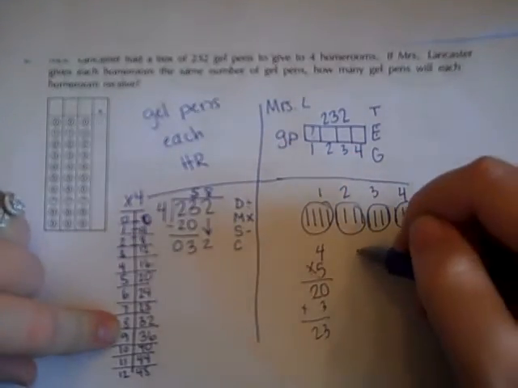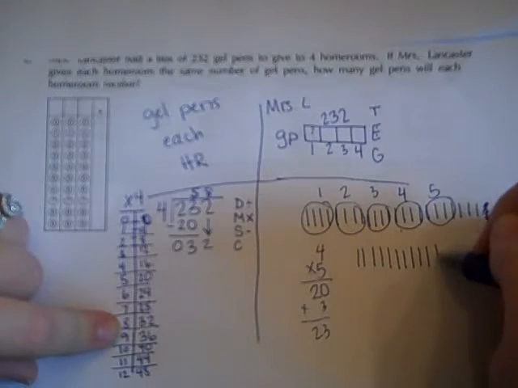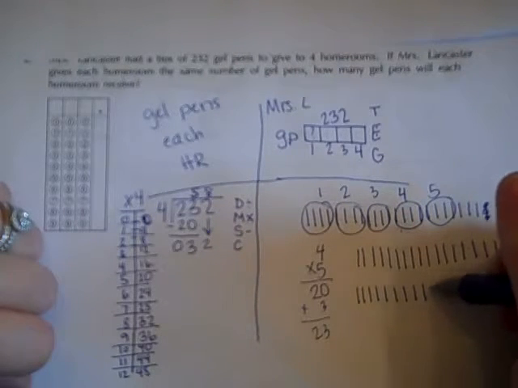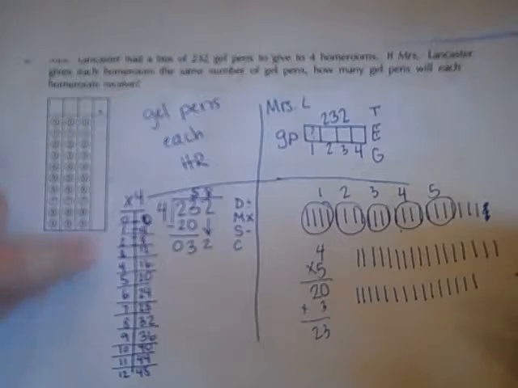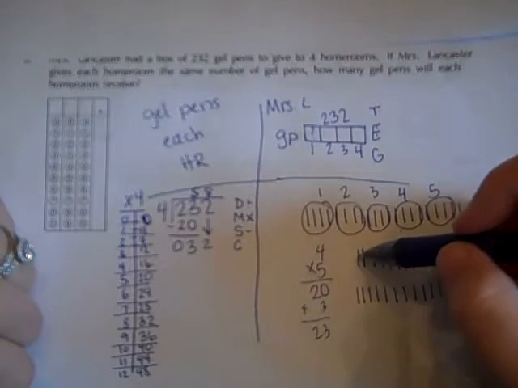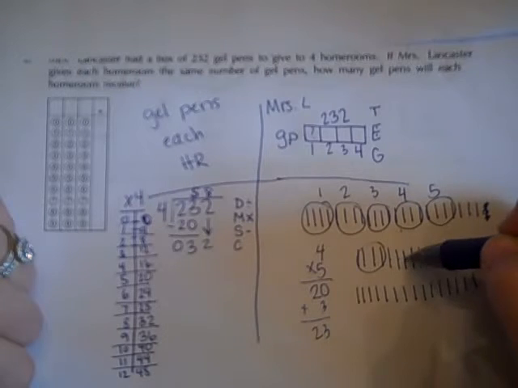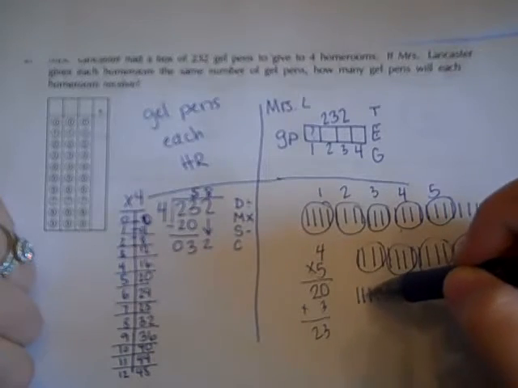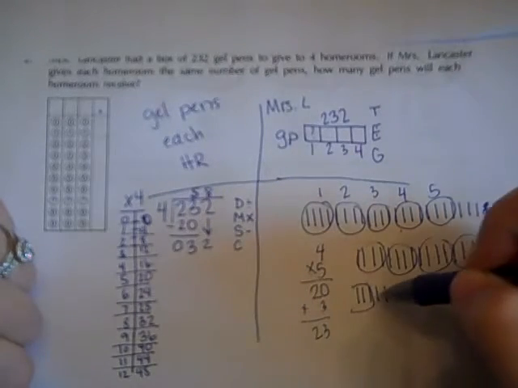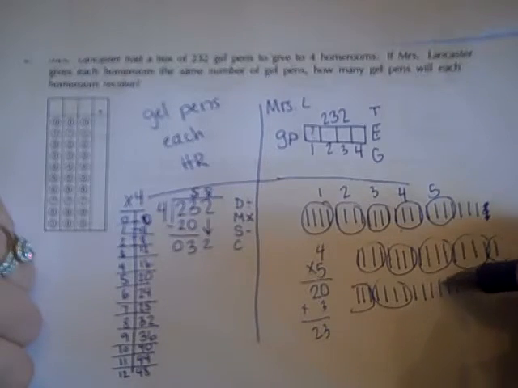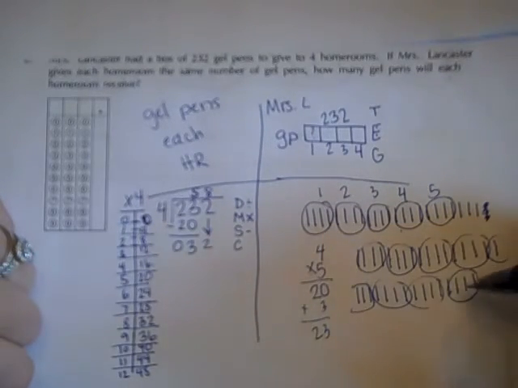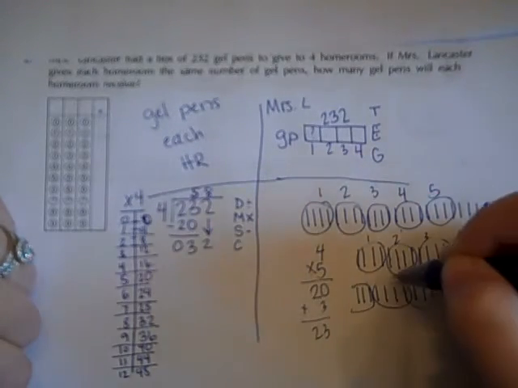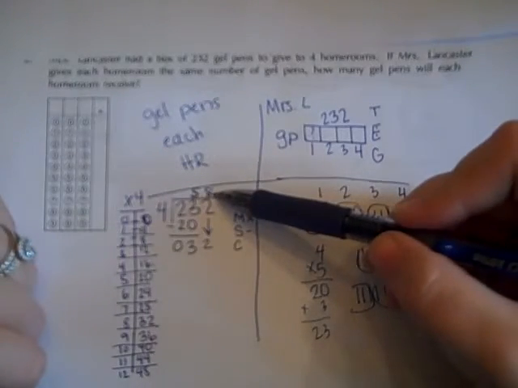The way that you could draw that is 1, 2, 3, 4, 5, 6, 7, 8, 9, 10, 11, 12, 13, 14, 15, 16, 17, 18, 19, 20, 21, 22, 23, 24, 25, 26, 27, 28, 29, 30, 31, 32. I must circle groups of 4 because I'm dividing it into groups of 4. See how everybody fits into a group? And how many groups do I have? 1, 2, 3, 4, 5, 6, 7, 8. So 8 is how many groups I have.